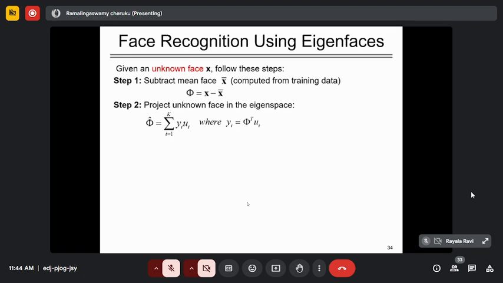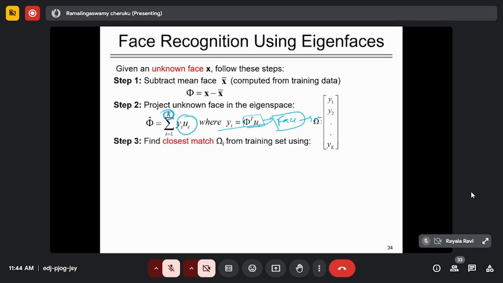What we are trying to do is project the unknown face by using the eigen space. I already computed the k eigen values for each and every face. By using this, we project into the new space with this formula: y is equal to phi transpose into x bar. Then you will get a face, and with this face you do the matching.